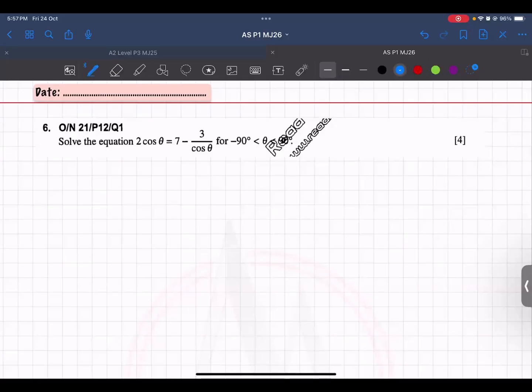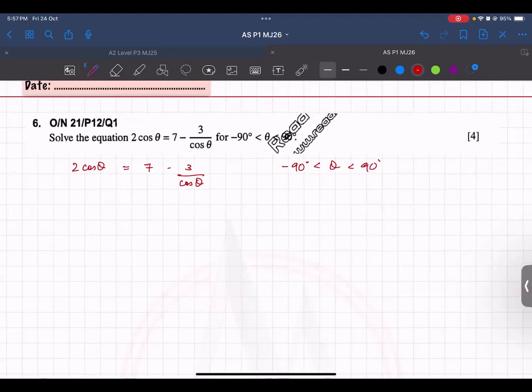Okay, right now again we are trying to simplify things. First of all, I cannot directly do the cos inverse, and 2 cos theta is equal to 7 minus 3 upon cos theta, from minus 90 till 90. So first I will have to simplify things, move things around, and make cos theta the subject, so that I can move it to the other side, find the alpha, and then do the quadrant things and everything. So for the simplification, I'm again doing let c equal cos theta.